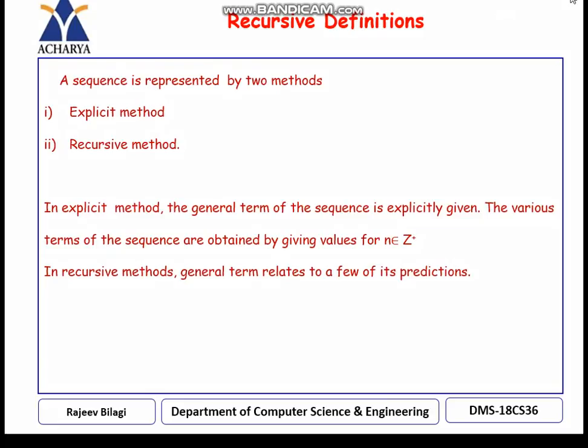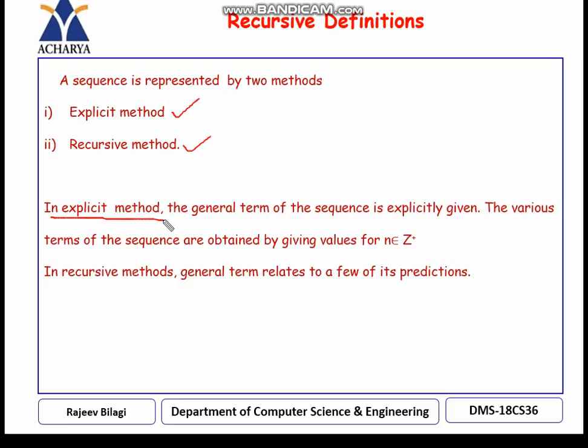Now any sequence can be represented by two different methods. One is called the explicit method, and the other is the recursive method. We are going to represent sequences using these two methods in further parts of the presentation.